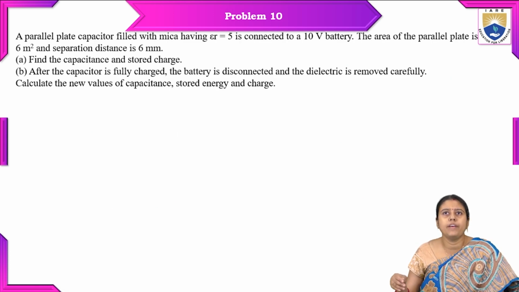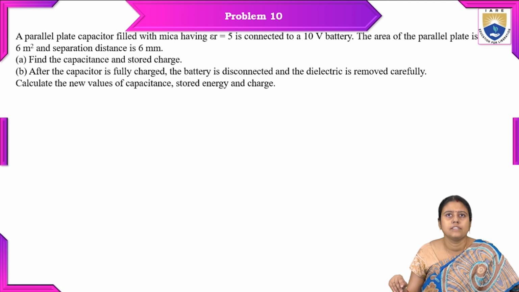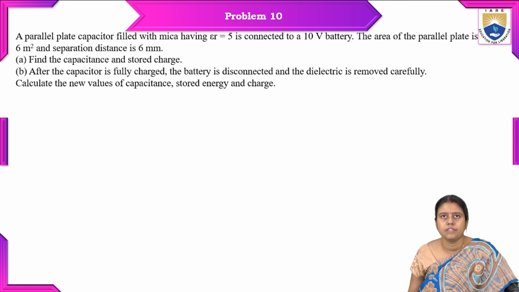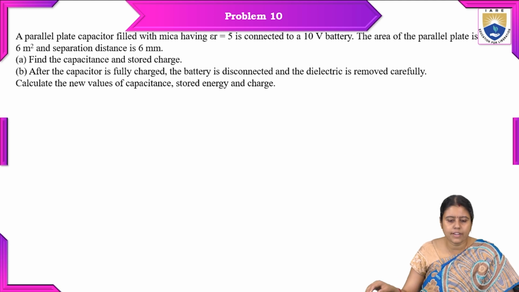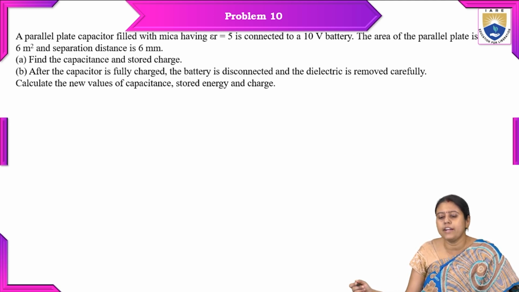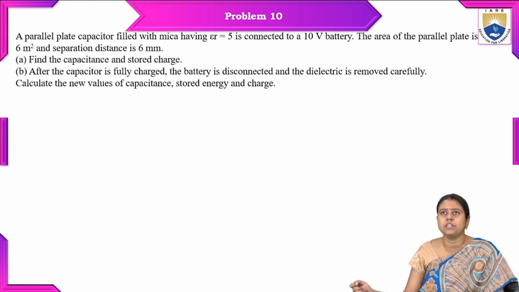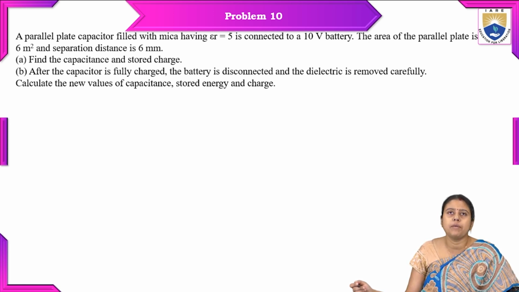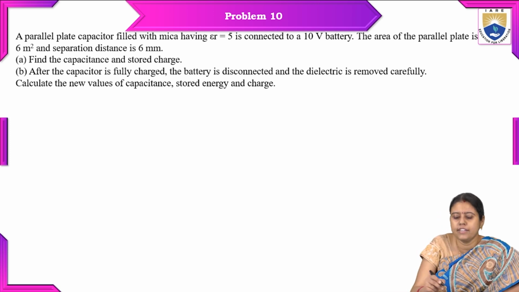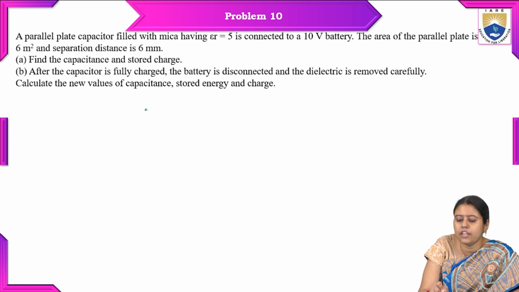A parallel plate capacitor filled with mica having epsilon R is connected to a 10 volt battery. The area of the plate is 6 meter square and the separation distance is 6 millimeter. Find the capacitance and the stored energy. So what is the equation?